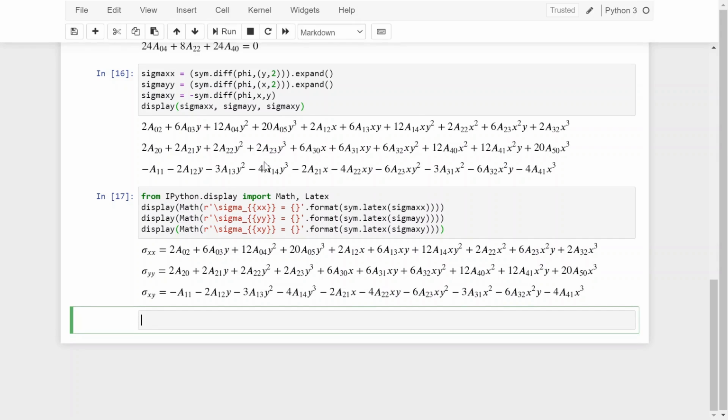So first, at y equal to minus h, the boundary conditions are sigma yy is equal to minus q naught and sigma xy is equal to 0.